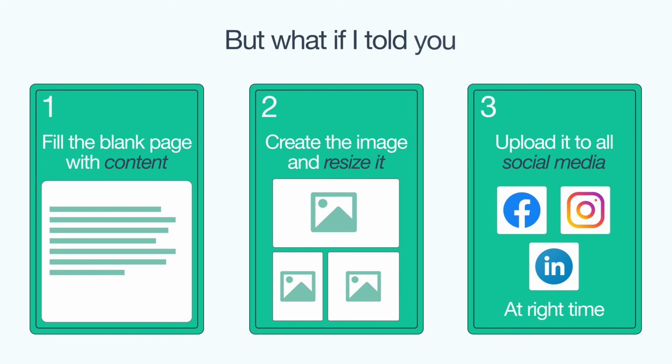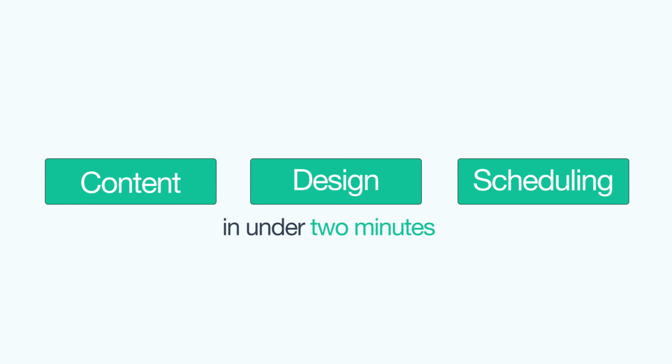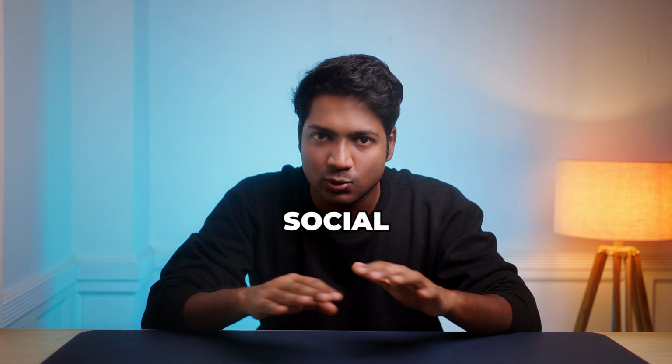But what if I told you that you could complete all this content design and scheduling in under 2 minutes? That too with just a single click. In this video, I'll show you how to automate the entire social media process with AI. I'm Brian from Website Learners, and let's get started.